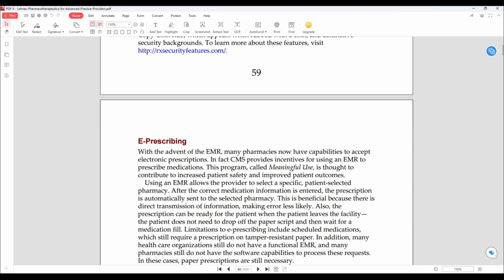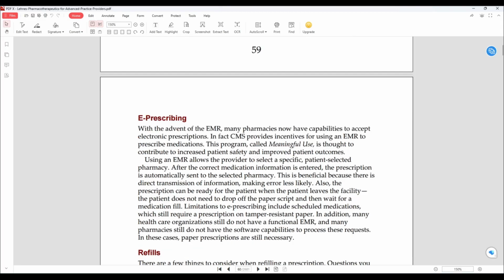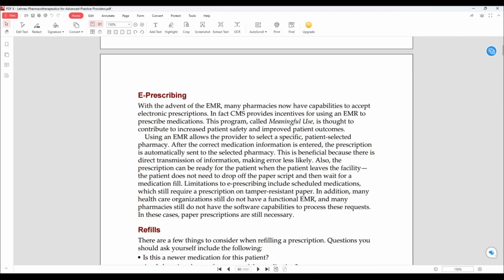E-prescribing. With the advent of the EMR, many pharmacies now have capabilities to accept electronic prescriptions. In fact, CMS provides incentives for using an EMR to prescribe medications. This program, called Meaningful Use, is thought to contribute to increased patient safety and improved patient outcomes.